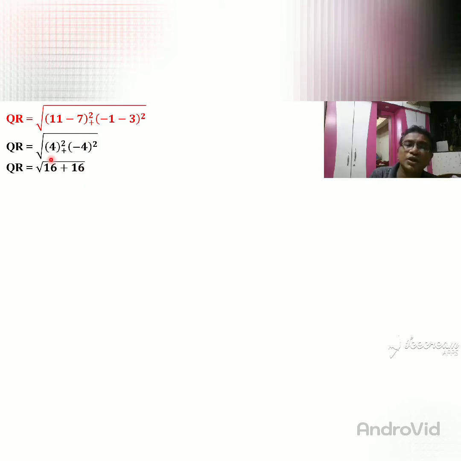Okay, do you understand how you get the 4? 11 minus 7 you get 4. Minus 1 minus 3, both having the same sign, so addition, minus 1 minus 3 you get minus 4. 4 square is 16, so I write here 16. Minus 4 square is 16, so I write here 16. 16 plus 16 is 32. Again 32 is not a perfect square number.